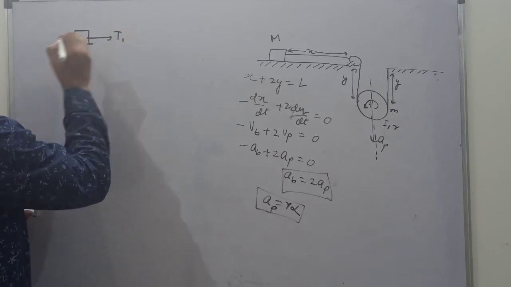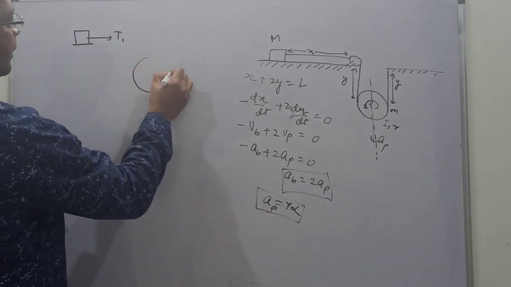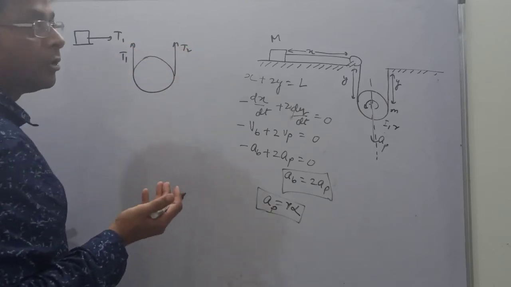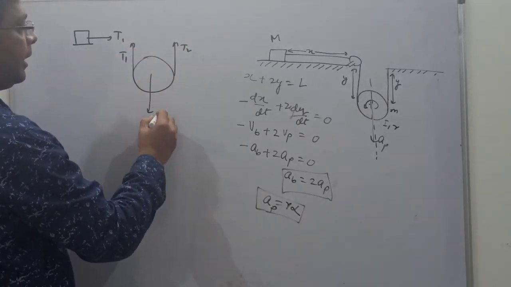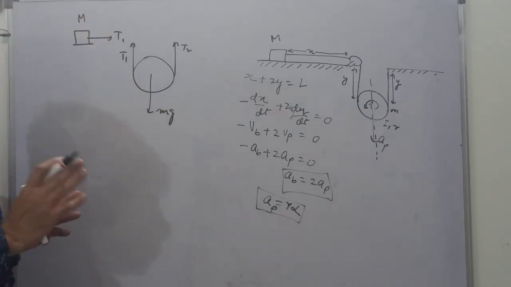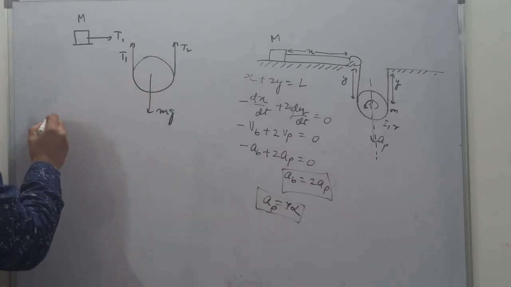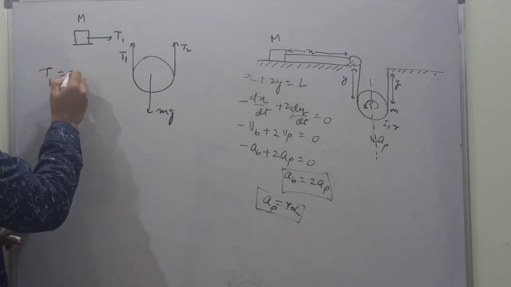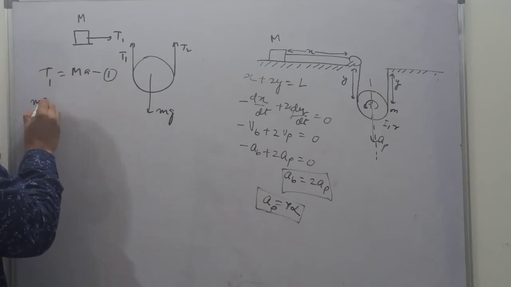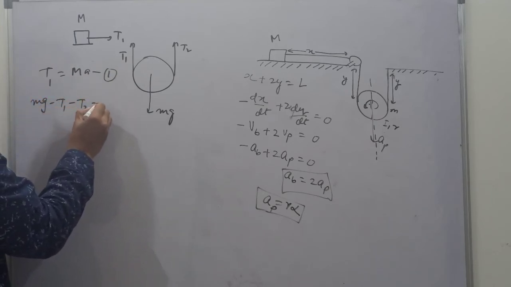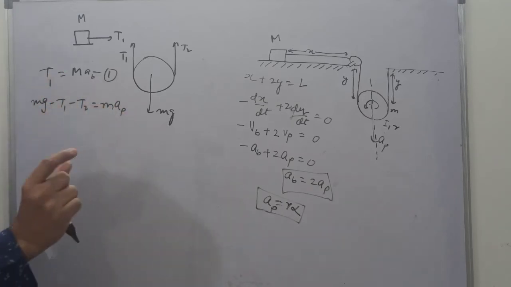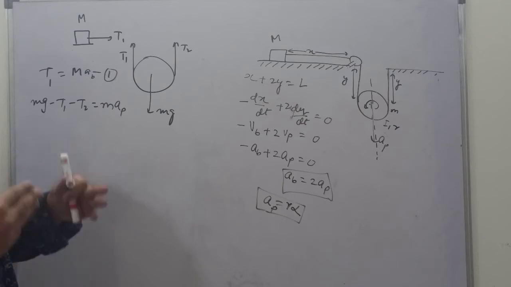This, let it be T1. And for this pulley, what will we do? We take T1 this way and T2 this way. You know very well this pulley is going to rotate, that's why. And this is your capital M. This is your small mg. I am writing like this. Got it? So for the linear motion, I can write T1 is equal to capital M AB, equation 1. And for this, I am writing mg minus T1 minus T2 is equal to m AP. AB means acceleration of the block, AP means acceleration of the pulley.